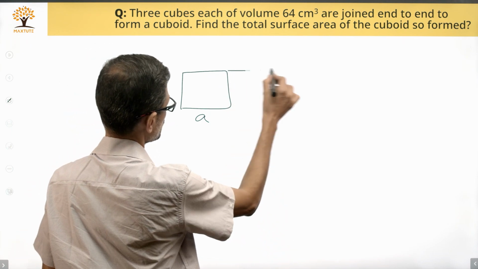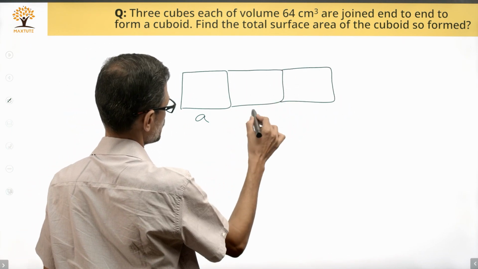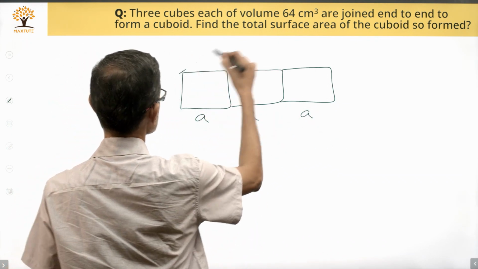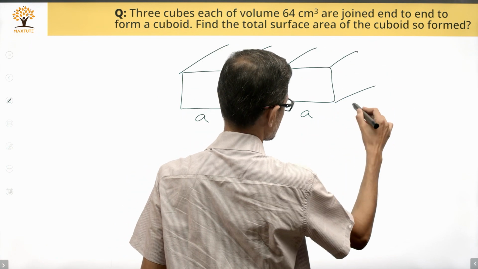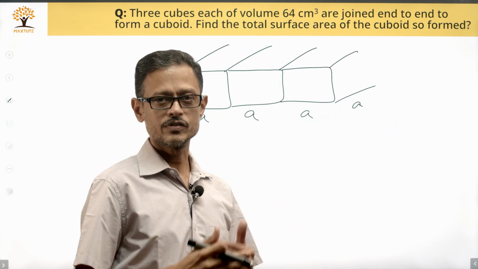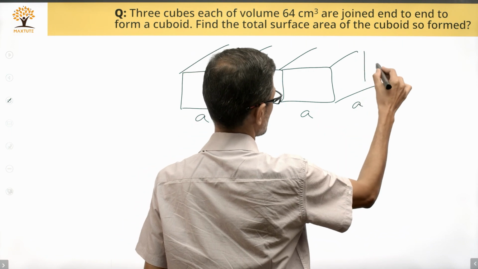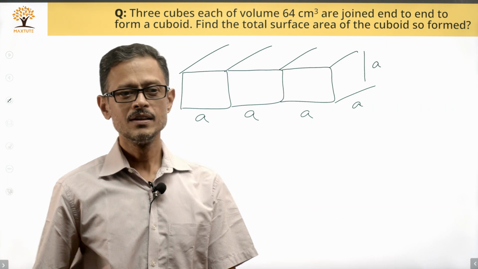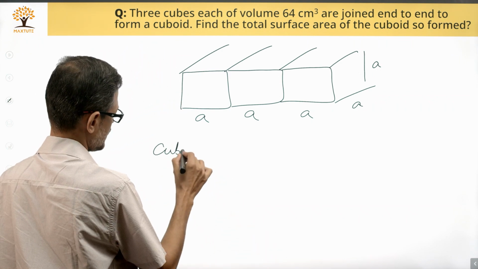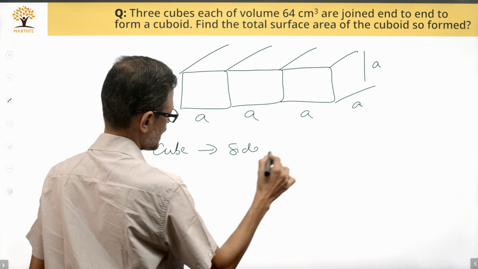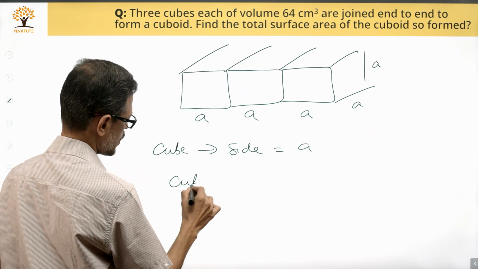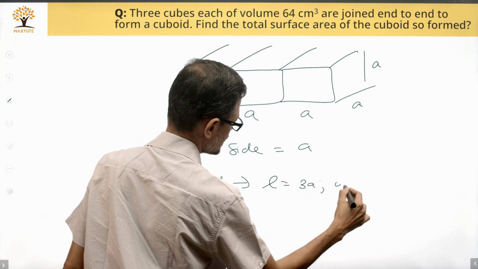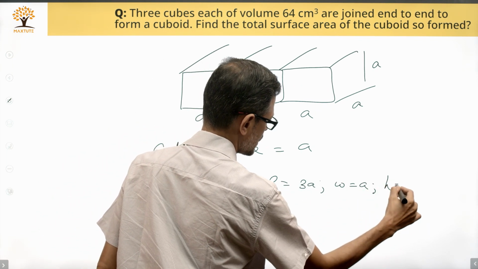We've got 3 such cubes and they are joined to form a cuboid. So the length of the cuboid is equal to 3A. The width of the cuboid will stay as A, which is nothing but the side of the cube, and the height of the cuboid will also be the same as the side of the cube, which is equal to A. For the cuboid thus formed, length is 3A, width is A, and height is A.